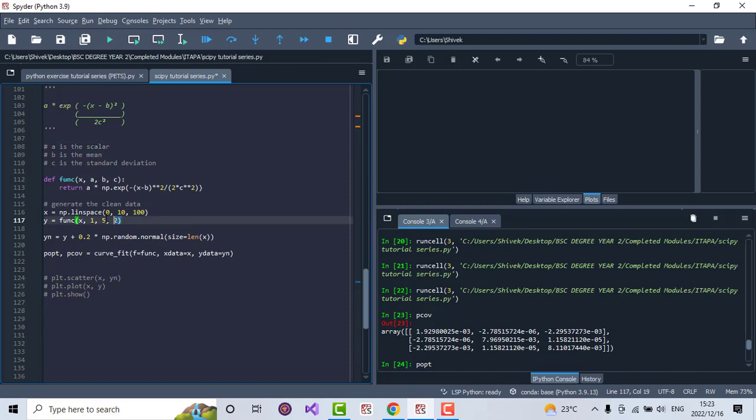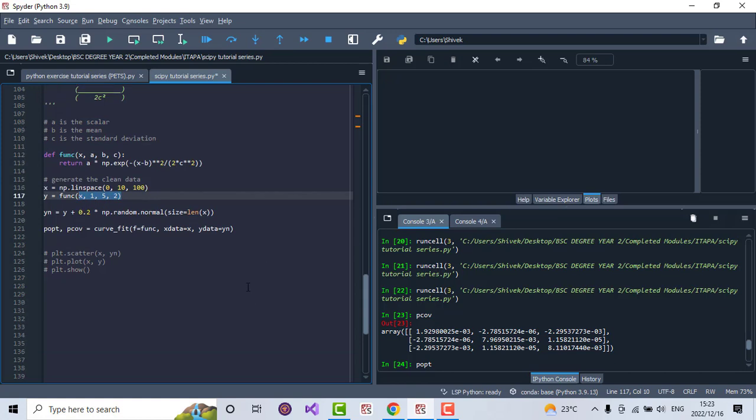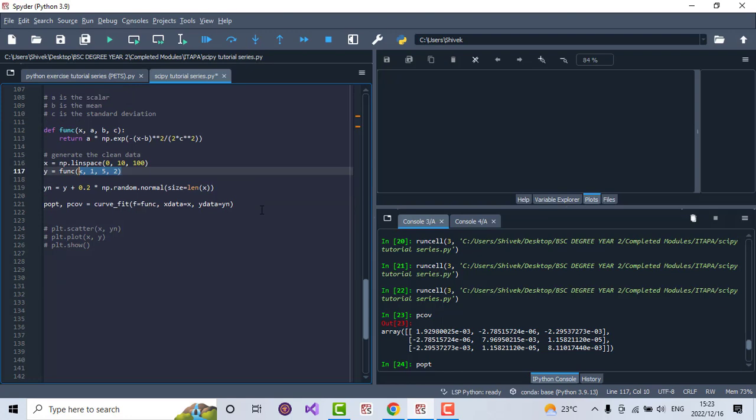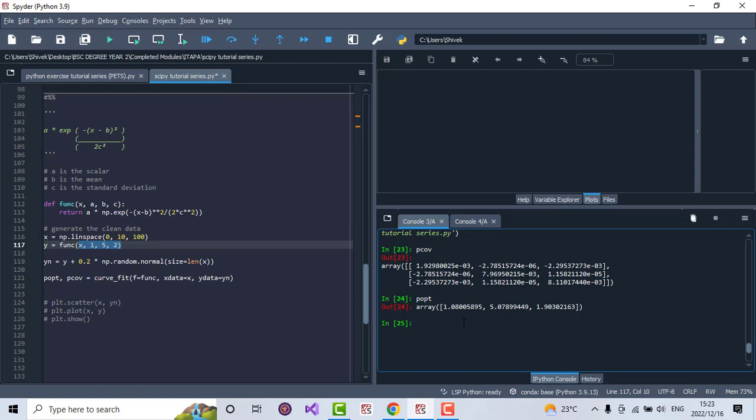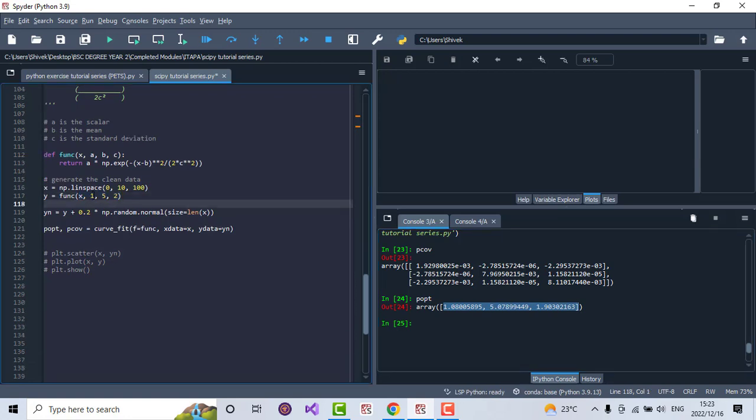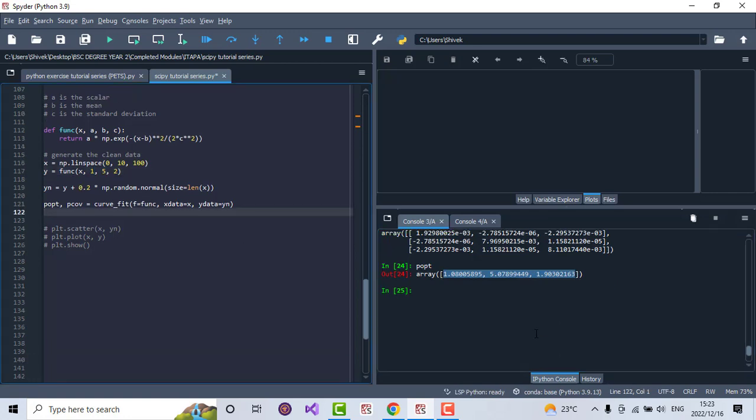It does not know the equation we looked at, but it has access to the data points that arose as a result of that equation. So PopT, as you guys can see, essentially SciPy thinks that the values are 1.08, 5.078, 1.903, and that is not far off from what we are actually working with. Okay, we are working with 1, 5, and 2, and so there is some sort of variance in the output itself. Now that is interesting.